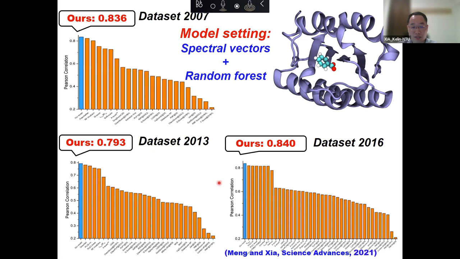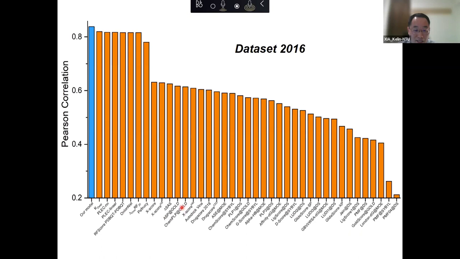I just want to emphasize that here you see something called AutoDock, which is a very powerful model. X-Score is a very powerful model. It's widely used. And you have this AutoDock Vina, which is highly popular software in biochemistry and bioinformatics for drug design. So you see the persistent models can have much better performance than these existing ones.